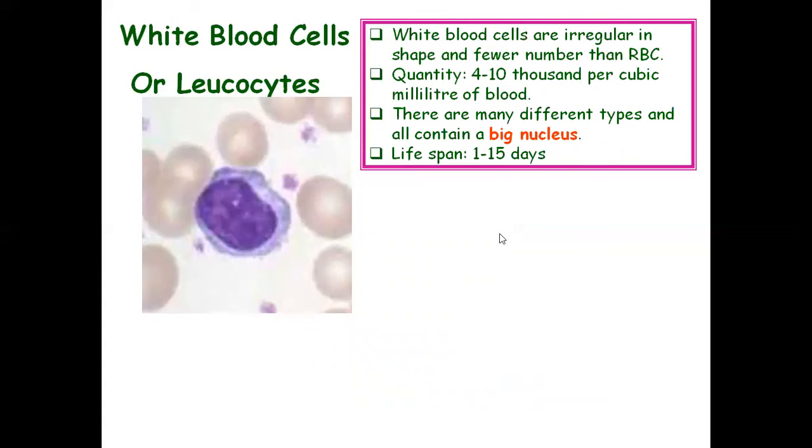Now WBC. White blood cells are irregular in shape and fewer in number than RBC. They can change their shape like an amoeba. Amoeba is a microscopic animal. WBC can change their shape and also move from one place to another.